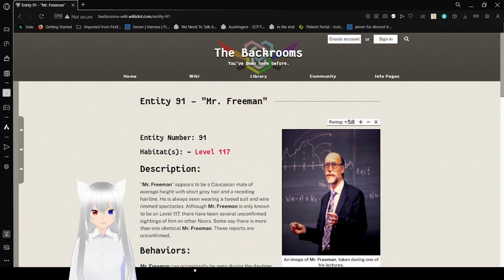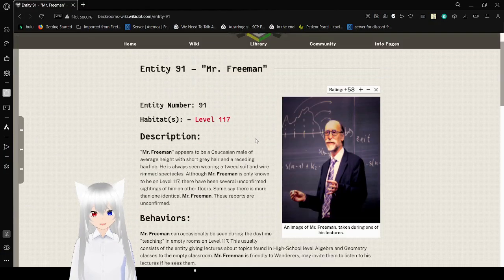All right, let's get right into this. Entity number 91, habitats, level 117. I'm not going to be reading level 117 just because I want to get the entity done for today.